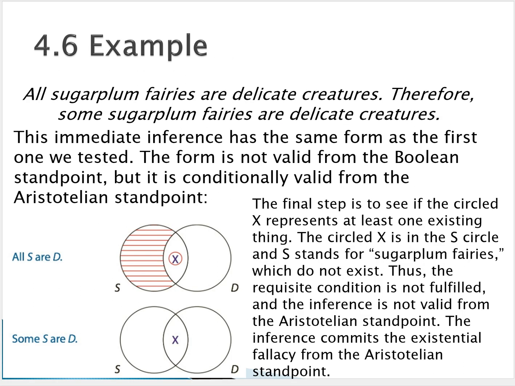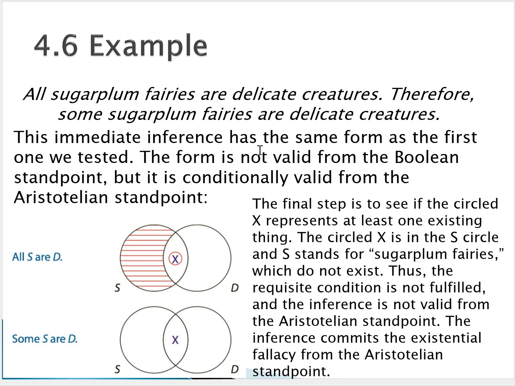All right, so here's an example that we can walk through together. All sugar plum fairies are delicate creatures. Therefore, some sugar plum fairies are delicate creatures. Again, all S are D, therefore some S are D. So get rid of the words, put in those symbols, draw your Venn diagrams right away.